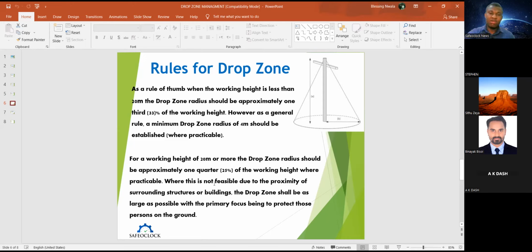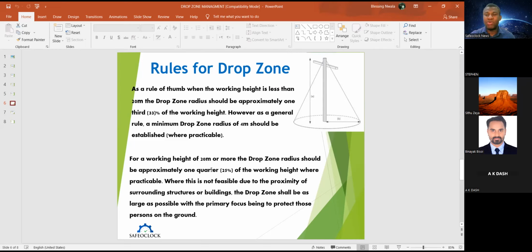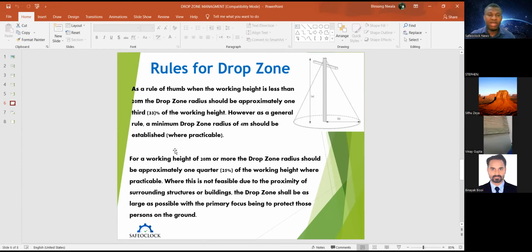Okay. Though with these rules, there could be other factors that would make it maybe impossible for the rules to be established. Maybe there are perimeters, or maybe there are buildings, or maybe there are structures around the area that could make it impossible for you to maintain this standard radius of drop zone. But it's a very good practice to ensure that you follow this radius.